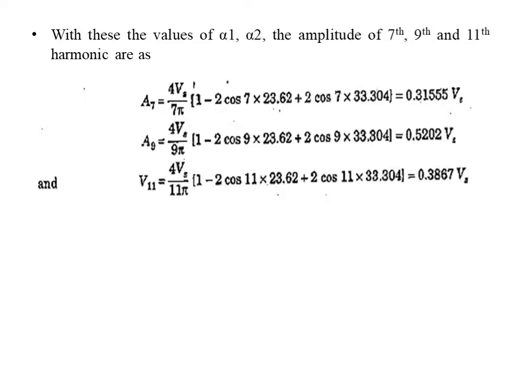cos 11 multiplied by 23.62 plus 2 cos 11 multiplied by 33.304, which will give you 0.3867 Vs.